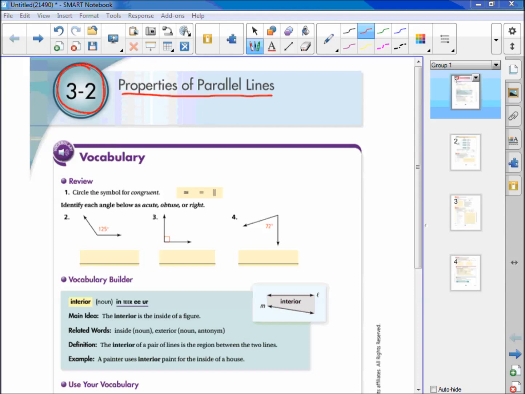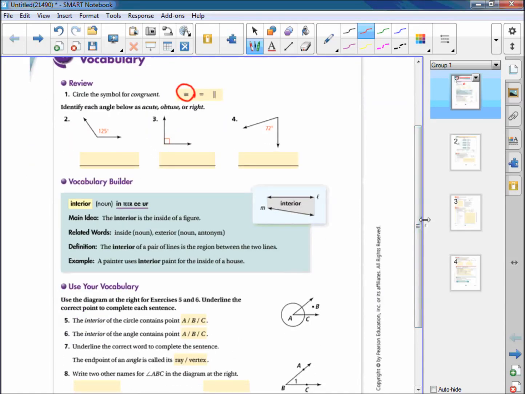Okay, all right, so quick review. Circle the symbol for congruent. So remember, congruent is saying that two shapes are the same in some way. So the segments could have the same length, or angles could have the same degree measure. And we do that with the equals sign with a little squiggly on top of the equals.